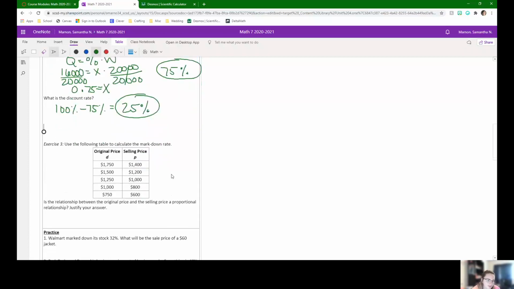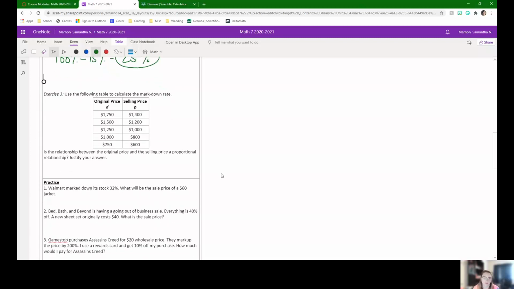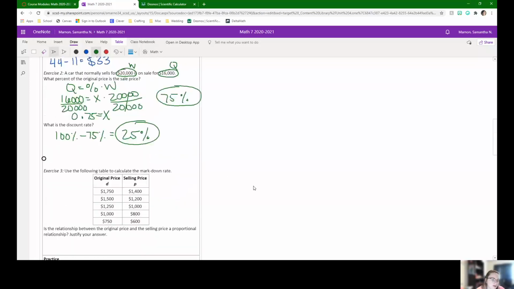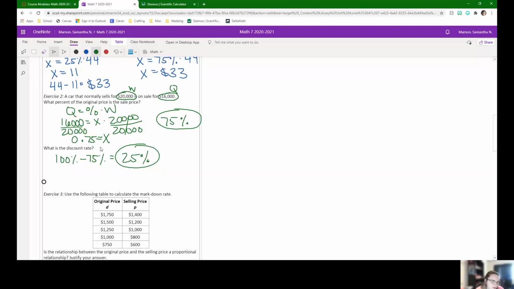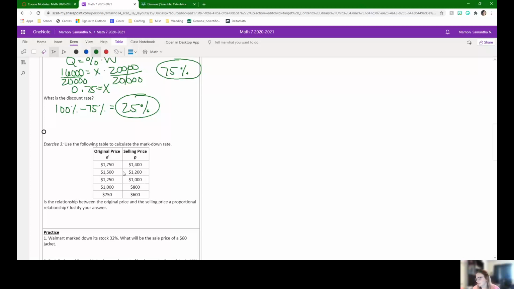So exercise 3 is kind of similar to what we did yesterday, where we looked at these things in a table. So it wants us to calculate the markdown rate for each of these. What we can do is do it the same way here, where you could divide them out and then subtract from 100, or you could find the difference between the prices, and that's going to be the markdown rate. There's a lot of different ways to do this, so why don't you pause the video and see if you can determine what the markdown rate is for each of these rows.